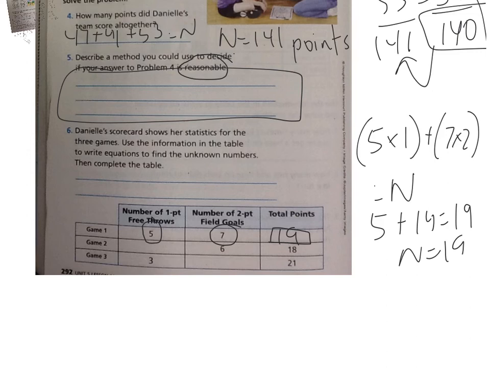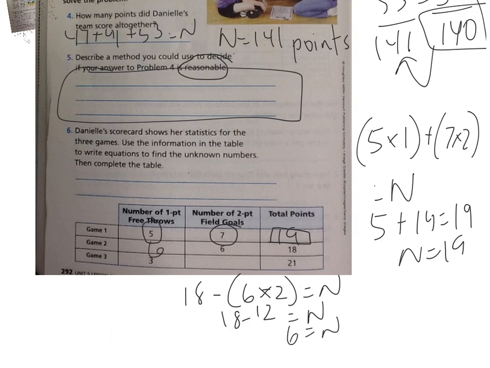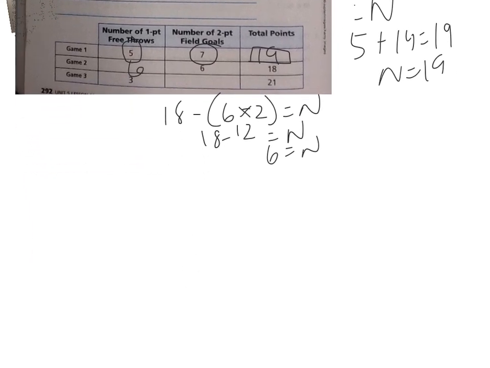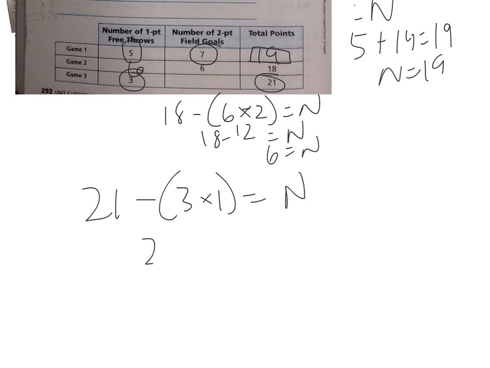Another one you could say 18 minus 6 times 2 equals n. So 6 times 2 is 12. So 18 minus 12 equals n. So 6 equals n, so this would be right here, 6. And the next one is similar to that. You would say 21 minus 3 times 1, because she had 3 1-pointers, equals n. So 21 minus 3 equals n. 18 equals n.